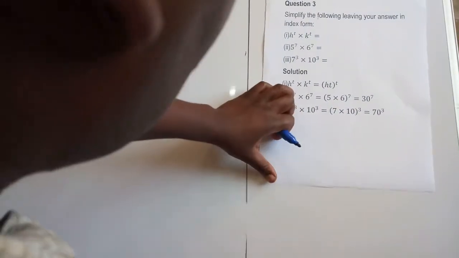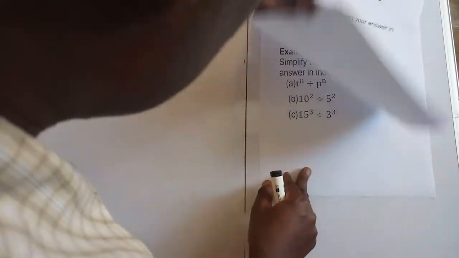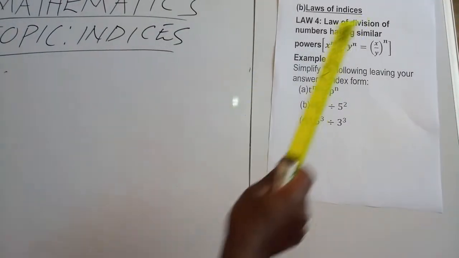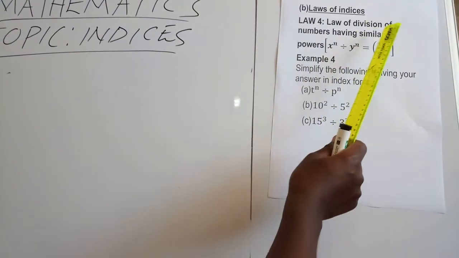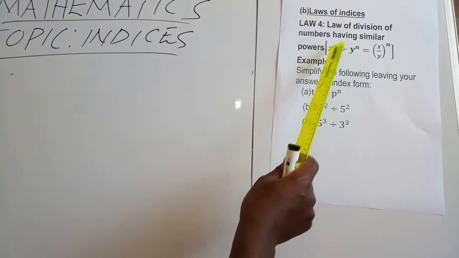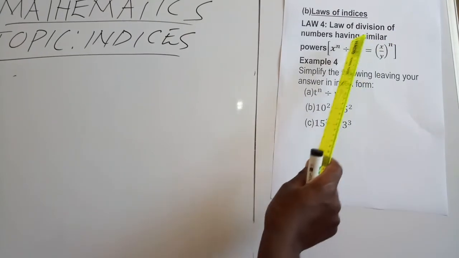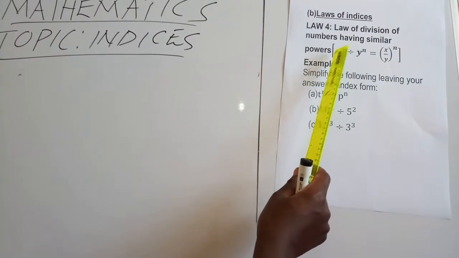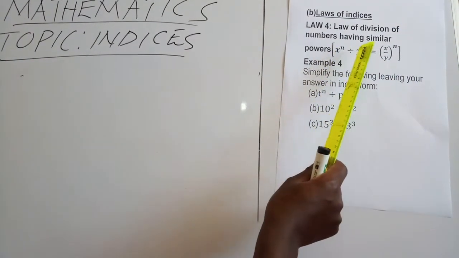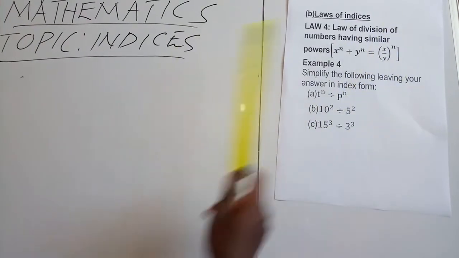So I welcome you now to the coverage of our 4th law. Which law is that? It is the law of division of numbers having similar powers. In this case, what do we get? x power n divided by y power n. You get the quotient of those bases raised to that similar power. So divide x and y and let that quotient assume that similar power.